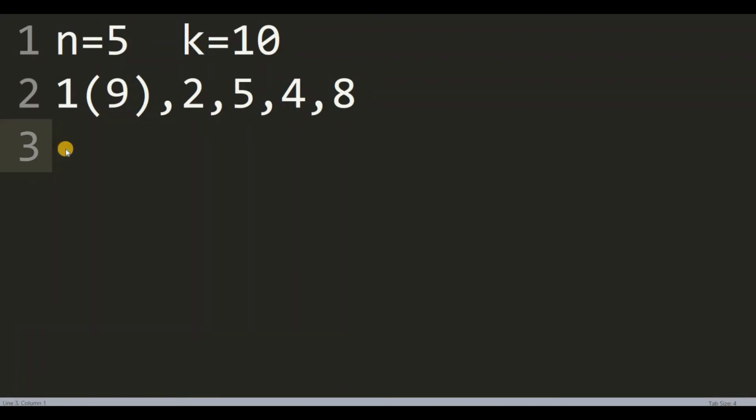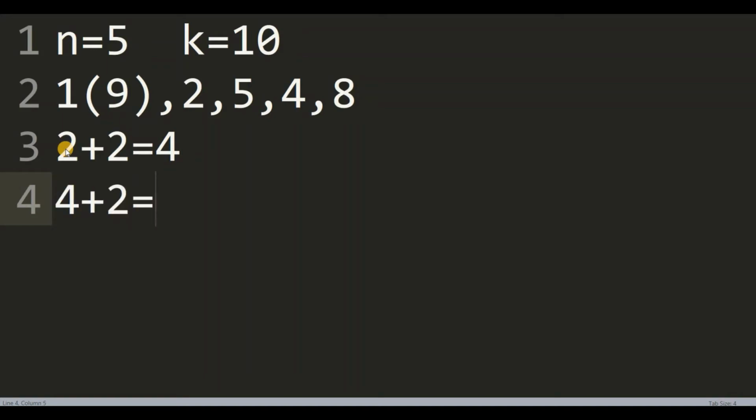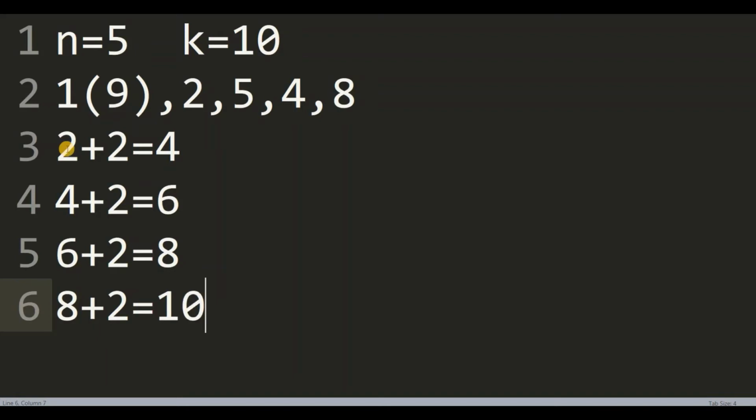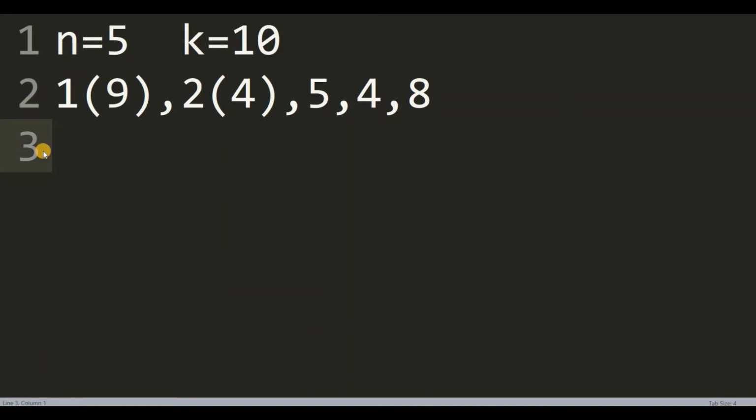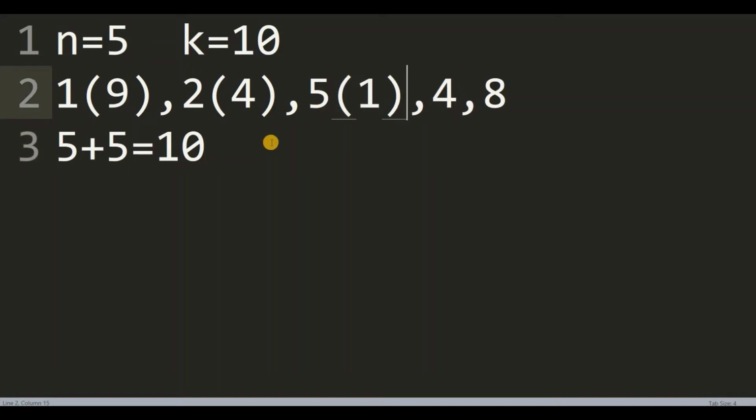And let us see for the second person. In the first move, he can move to the fourth square because 2 plus 2 equals 4. In the next move, he can move to the sixth square, then to the 8th square, and in the next move he can capture chef's pawn. So it will take 4 moves to capture the chef's pawn. And for the next person, it is 5. In the next move, he can move to the 10th square. It means he has captured the chef's pawn, taking only one move.